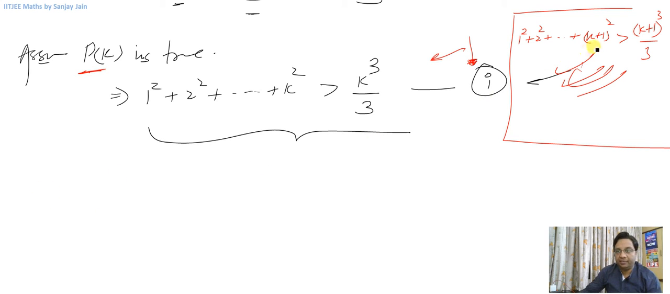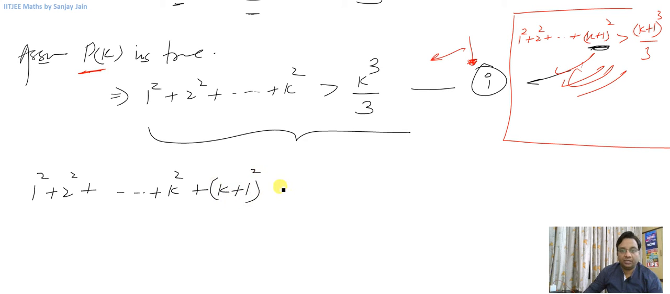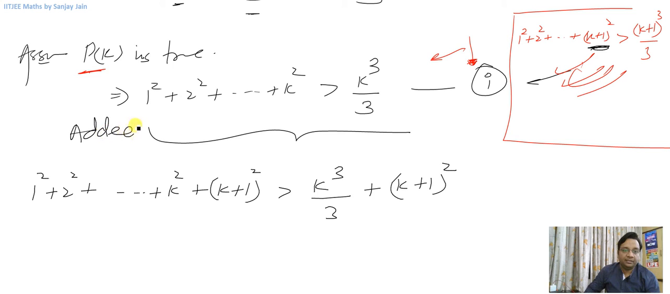Can I add k plus 1 squared on both sides? Because it is something positive, I can add something positive on both sides of an inequality without changing the inequality. So yes, I can do that. What I have done here is I have added k plus 1 squared on both sides of this inequality. That is statement number 1.